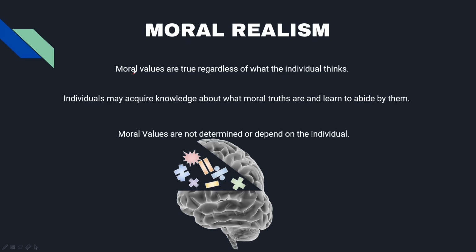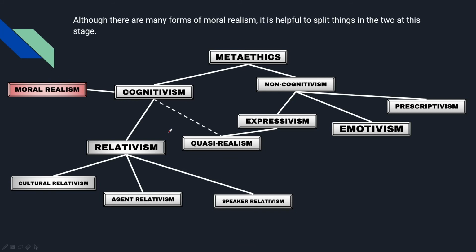Moral realism: moral values are true regardless of what the individual thinks. Individuals may acquire knowledge about what moral truths are and learn to abide by them. Moral values are not determined by or dependent on the individual. Although there are many forms of moral realism, it is helpful to split things into two at this stage.